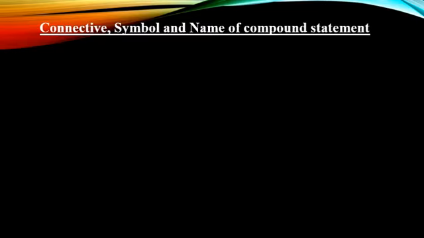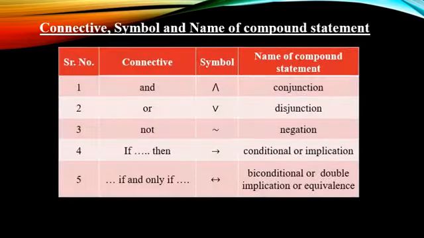Now next point is connective, symbol and name of compound statement. Now let us see this chart. In this chart, 5 connectives are given with symbol, and name of compound statements are also given. So the first logical connective is and. When two simple statements are connected by and, the name of compound statement is conjunction.